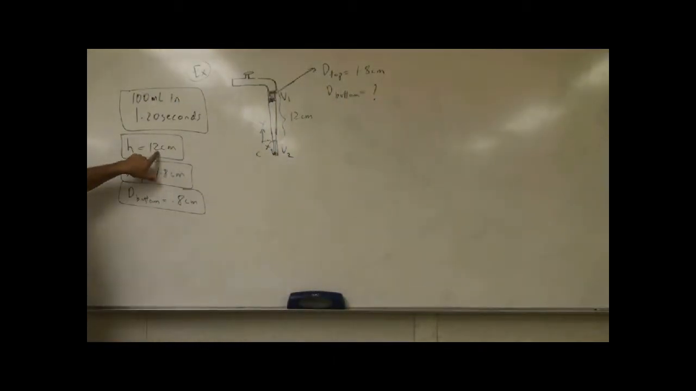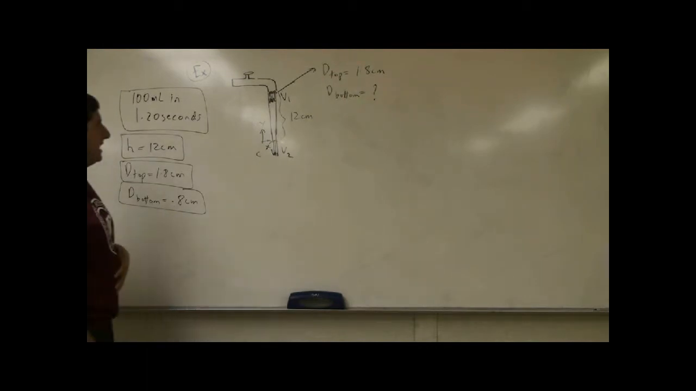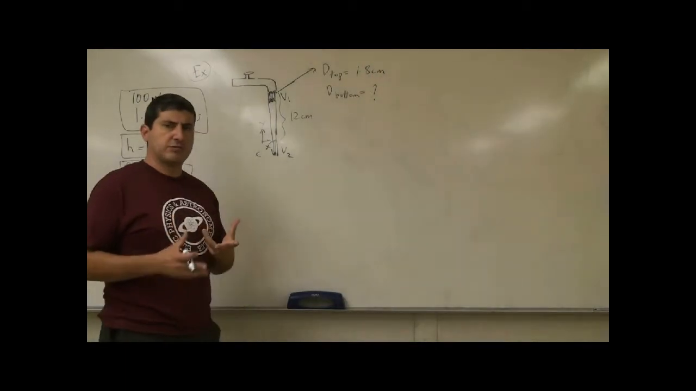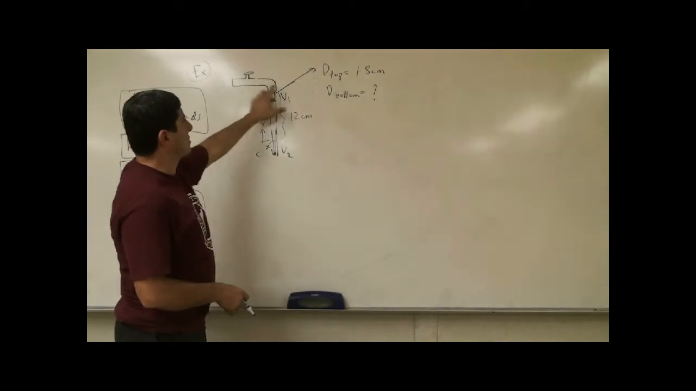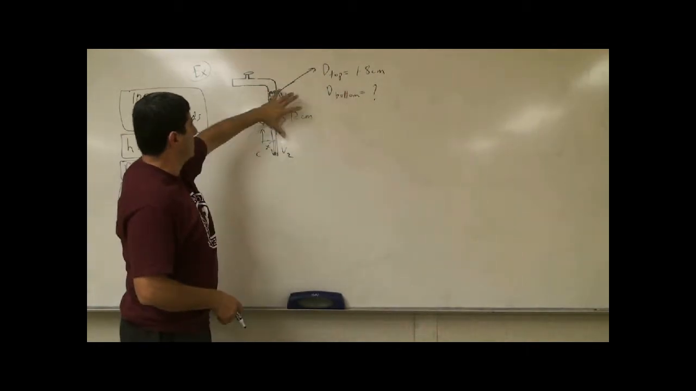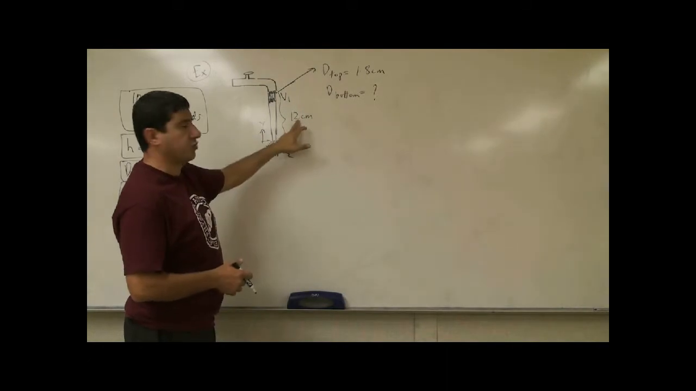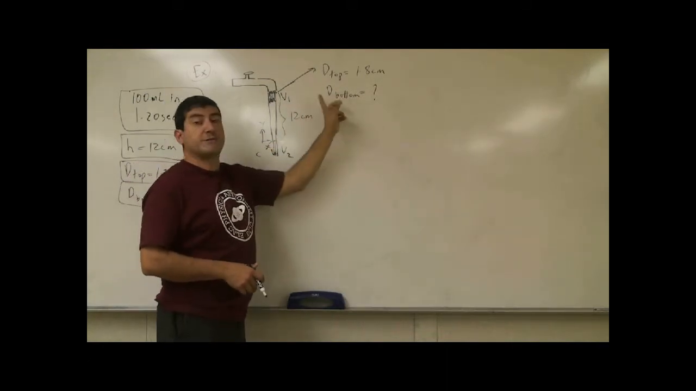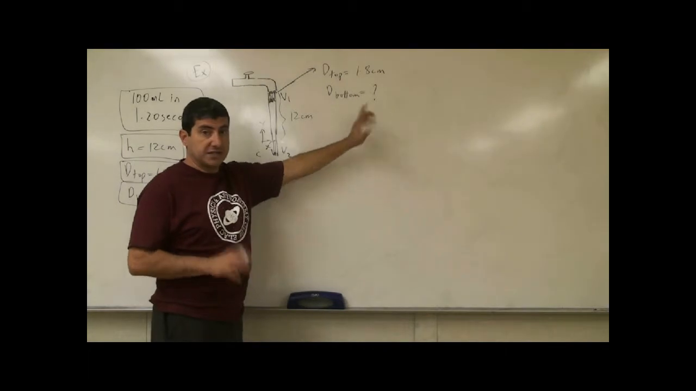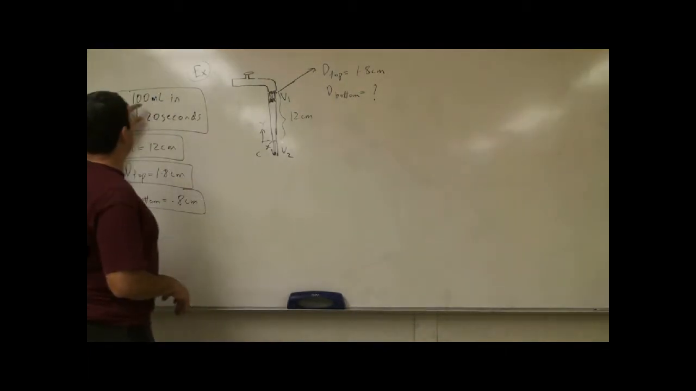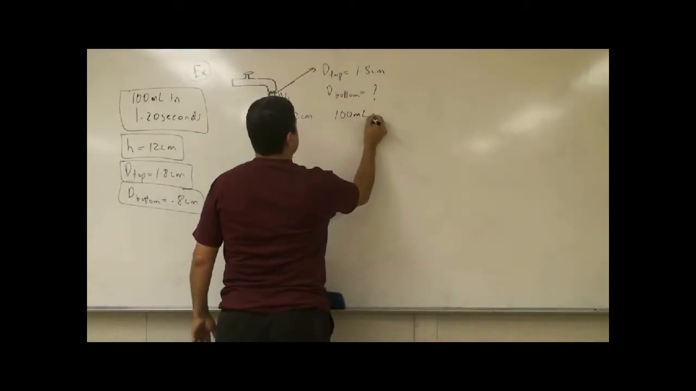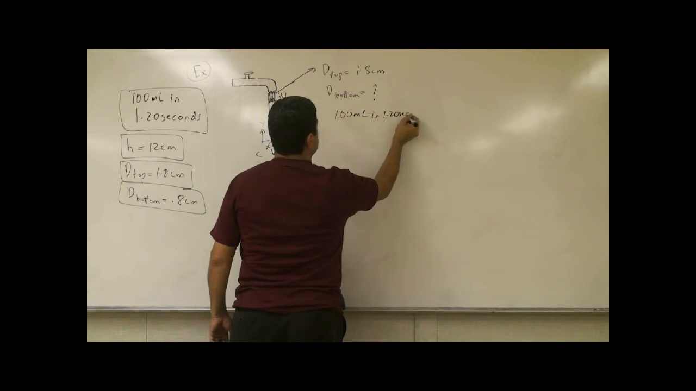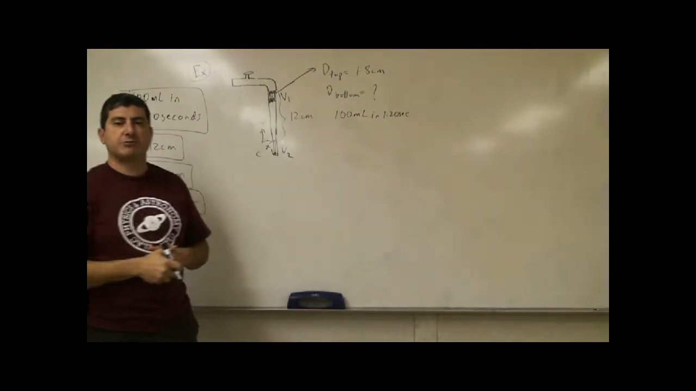The height of the column of water is 12 centimeters, the diameter of the top is 1.8, the diameter of the bottom is 0.8. So let's treat this as a physics problem. Say you are given this in a homework or test situation. You are told that the diameter of the top is 1.8, and that the height of the column of water is 12 centimeters. You are asked to find the diameter of the bottom. It's not given to you. You're also given that it fills up 100 milliliters in 1.20 seconds. So how would you calculate the diameter of the bottom?